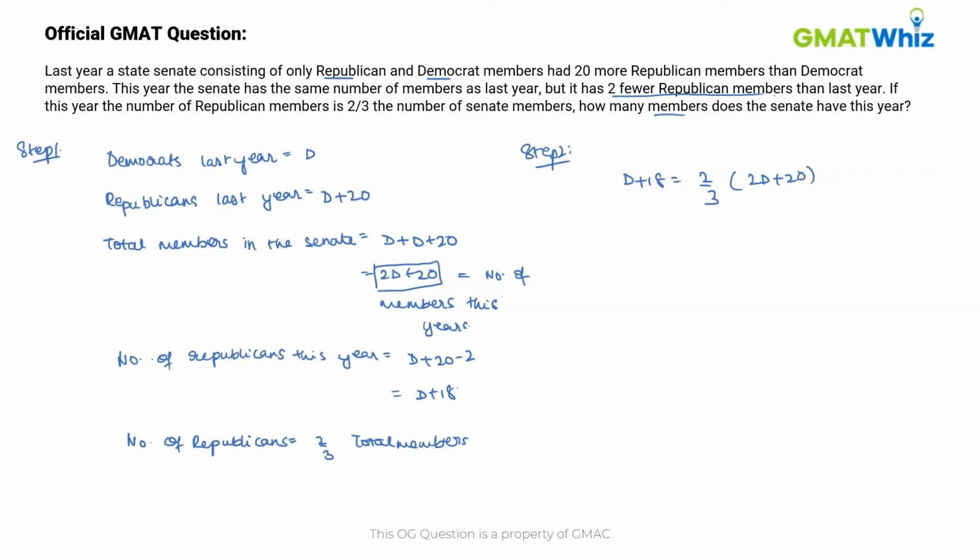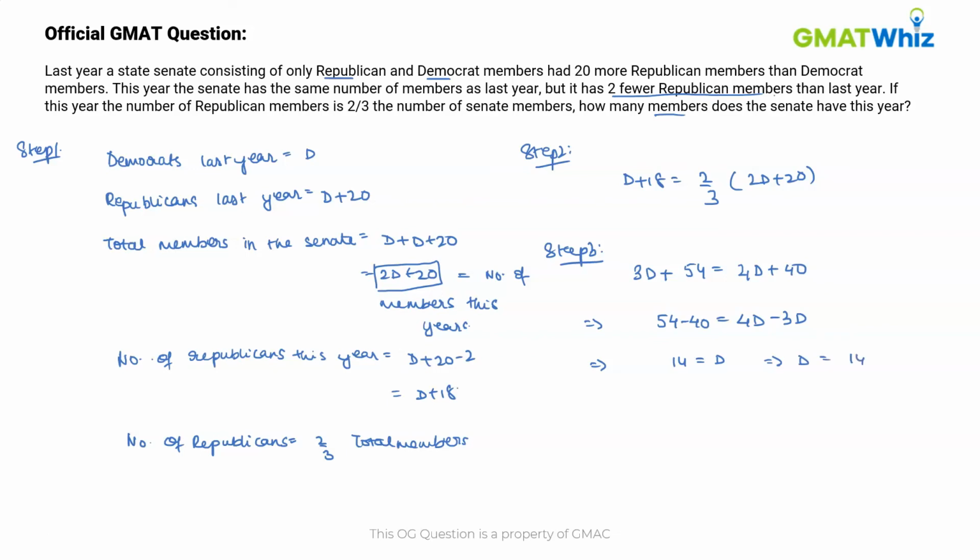Now, we have to solve this equation to find the value of D and then find the total number of members, which we are going to do in step 3. Multiplying by 3 on both sides, we get 3D plus 54 equals 4D plus 40. This gives us 54 minus 40 equals 4D minus 3D, which gives 14 equals D. This implies that the number of Democrat members is equal to 14.